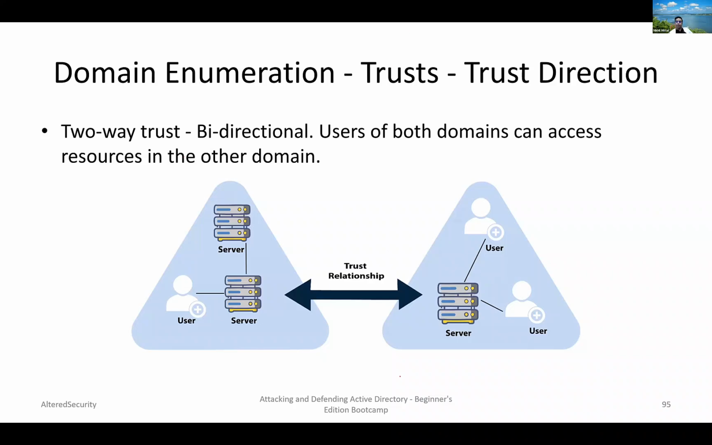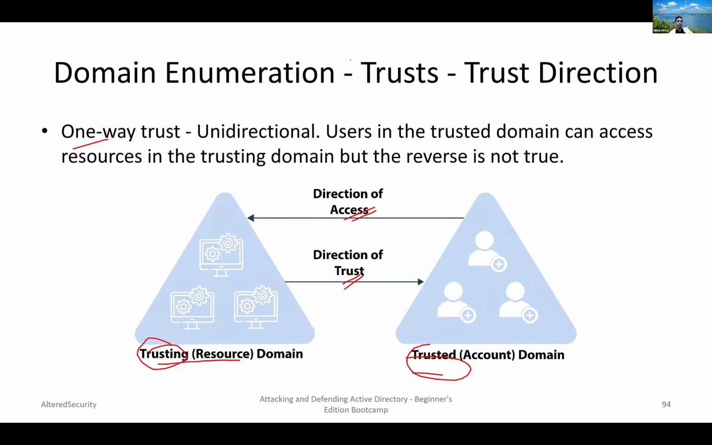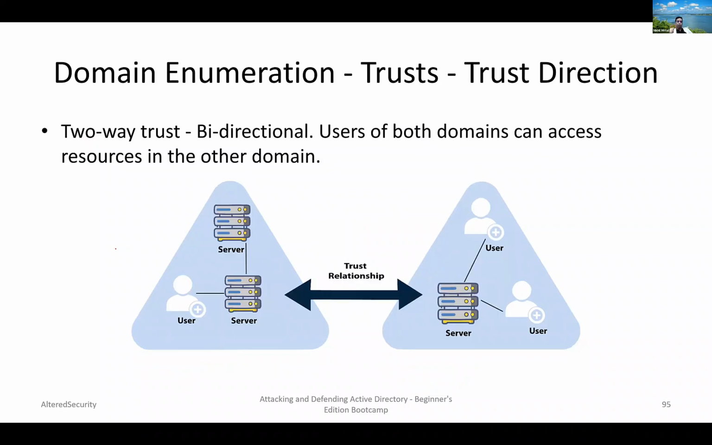So trusts could be one way, where users from one domain can access resources in the other one. That is a one-way trust. And then it could be a two-way trust, where users from both the domains can access resources in the other one.